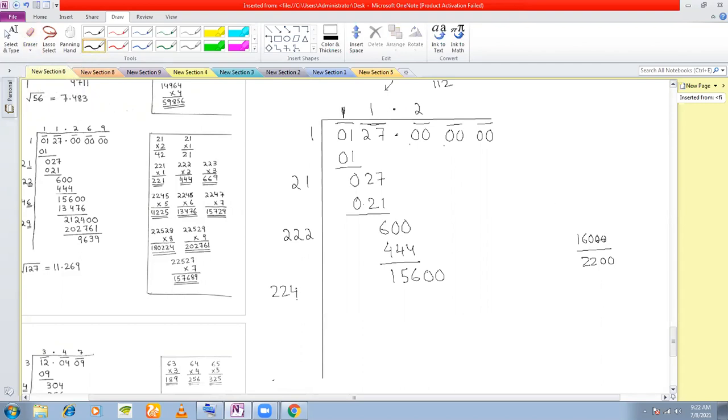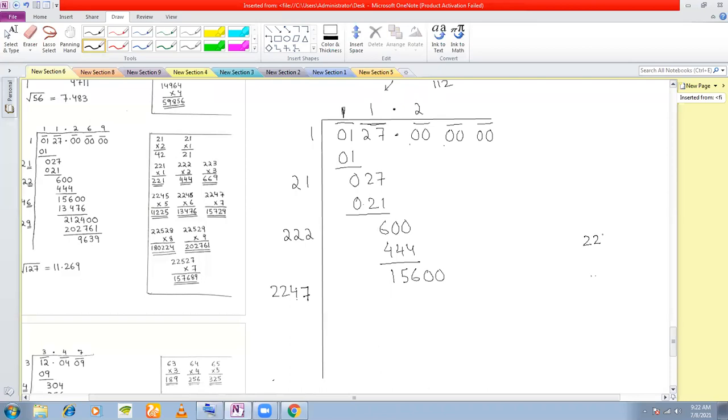So what is the quotient here that we get? The quotient that we are getting here is 7 point something, right? 7 we are getting as quotient. That means here we can put either a 6 or a 7 or an 8. So let's try which one to put. Let's try with 7 first. Let's put a 7 here.